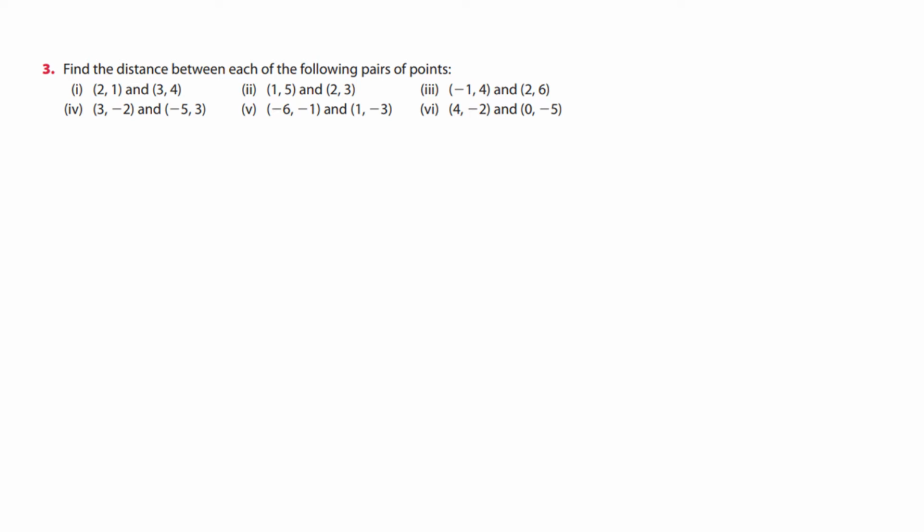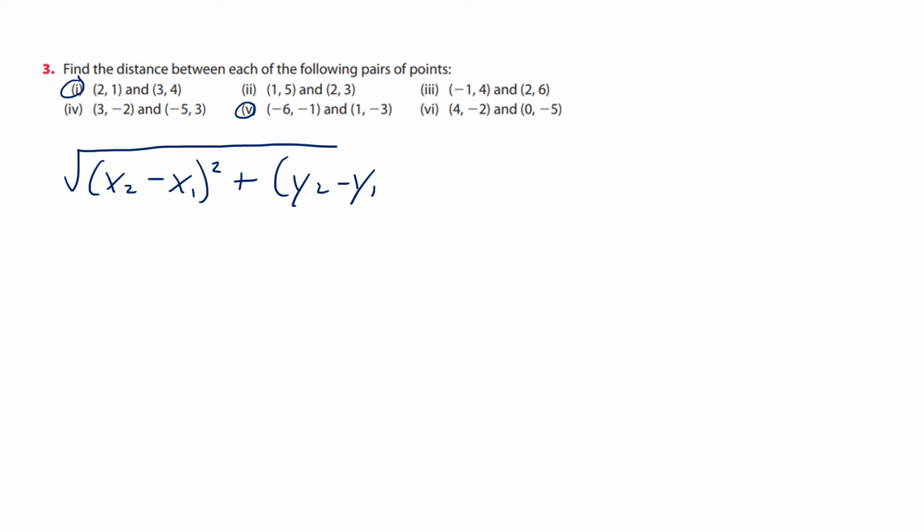We have a few different points here, so I'm going to pick this one and we'll do this one as well. To start off, what I will always do in any of these questions is write out the formula. Now, these formulas are all given to you in your exam tables book, so you don't need to learn them off by heart. You just need to know how to use them. So let's look at our first points here. So we have 2, 1, and then 3, 4.